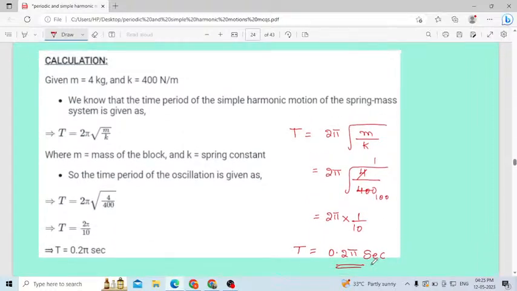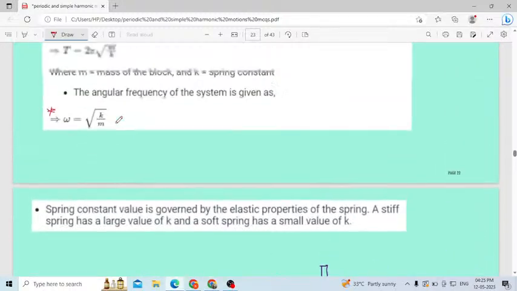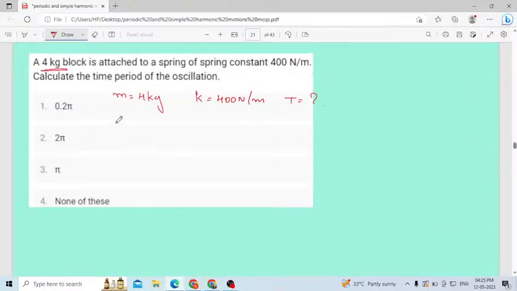Then you have to remember here, the time period of the simple harmonic motion of the spring mass system is given by 2 pi times the square root of m divided by k. I will write once again here. Consider this is the spring, attached to one wooden box. Here they have given a 4 kg block, attached to a spring whose constant k is given as 400 N/m.